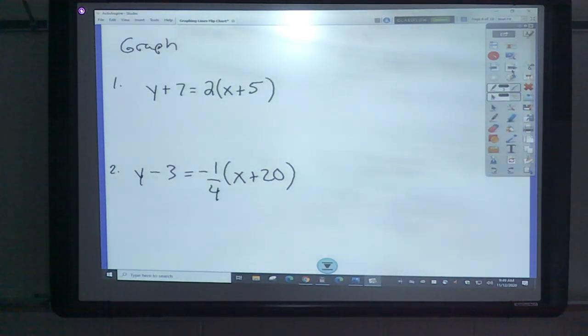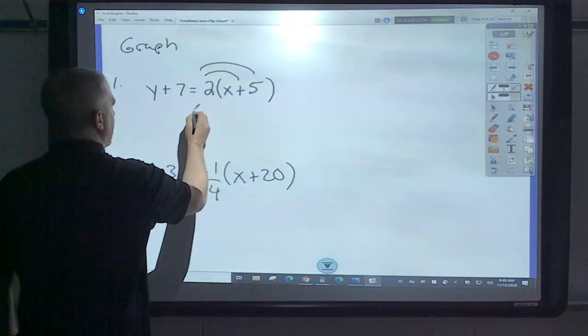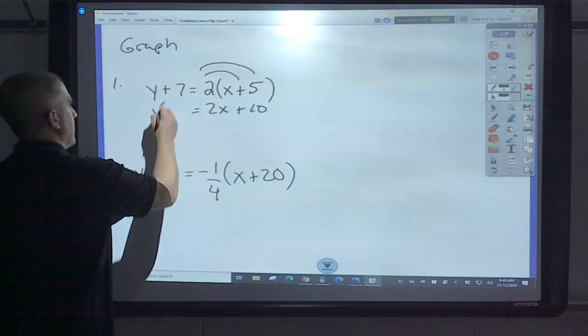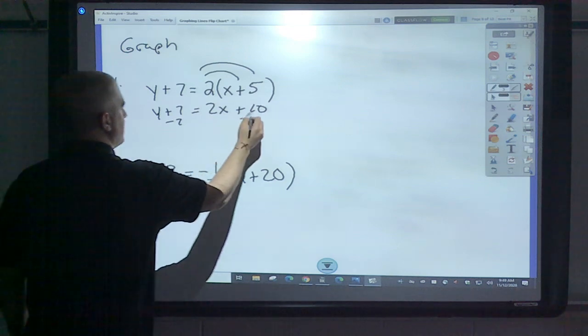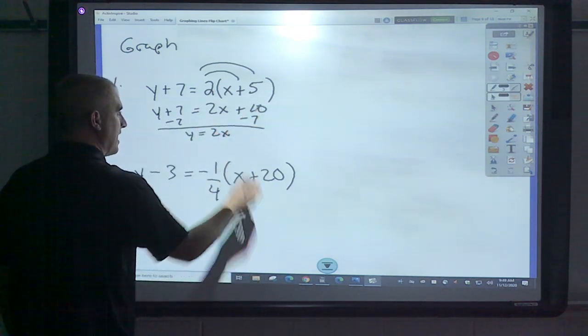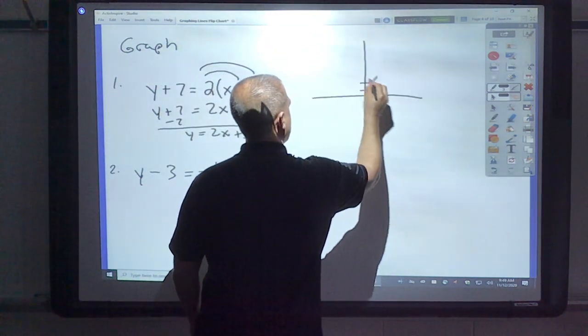Go ahead and pause your video and graph these, okay? Go ahead and unpause. So here I would multiply, 2 times x would be 2x, 2 times 5 would be 10, okay? I would subtract the 7, y equals 2x, 10 minus 7 would be 3, okay? So my y-intercept is 1, 2, 3.